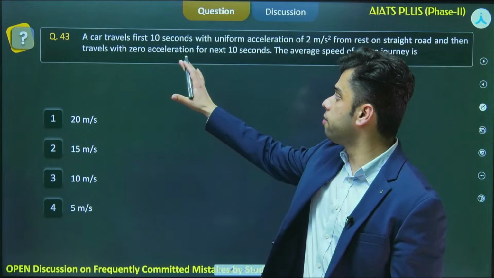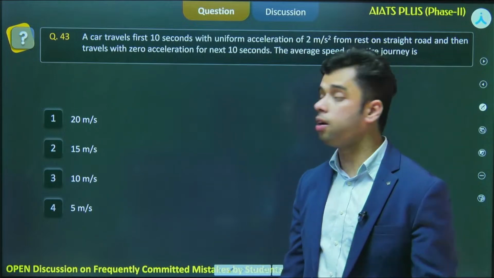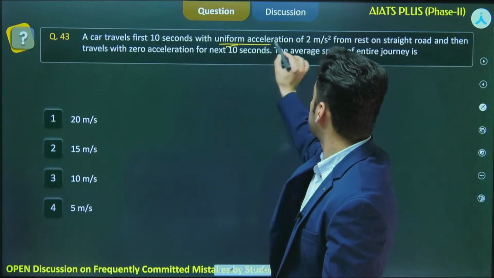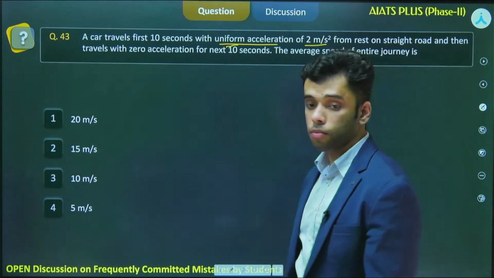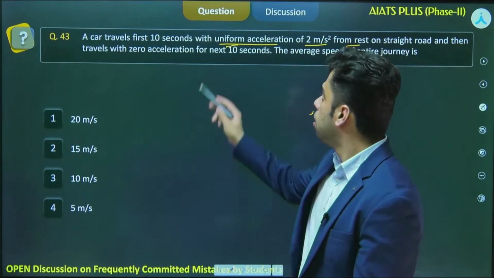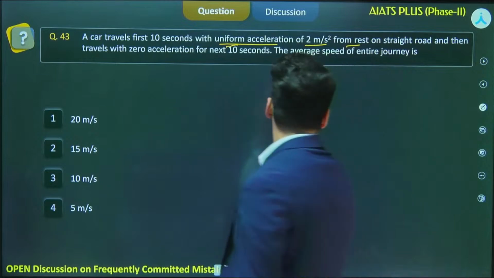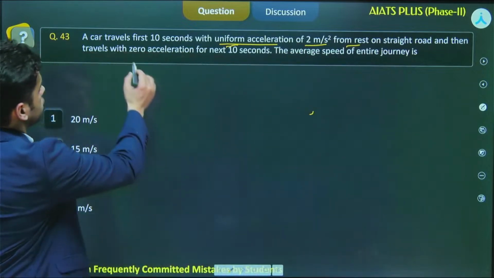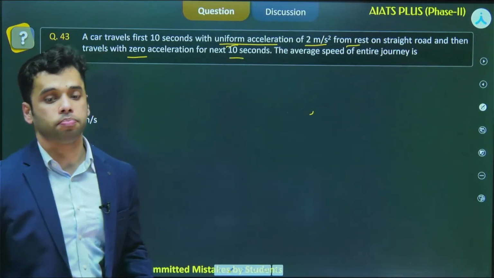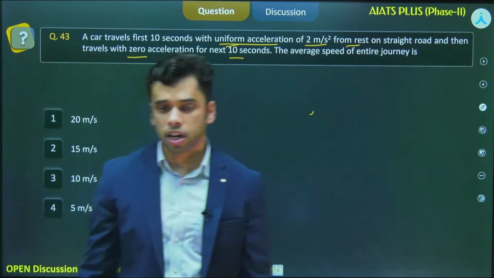It says that a car travels the first 10 seconds with uniform acceleration of 2 meter per second square from rest. Keywords: it is starting from rest and it is moving with a uniform acceleration, right? On a straight road, and then travels with zero acceleration for the next 10 seconds. You need to calculate the average speed of the entire journey. Okay, someone is giving me the answer as option 1.